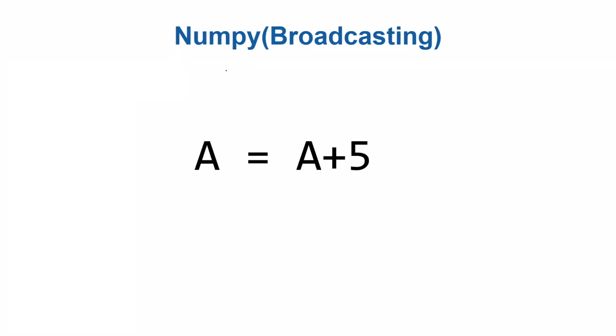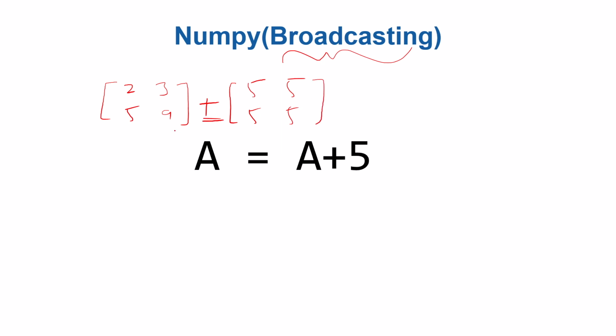Okay, in the last video we saw masking, which is sometimes called fancy indexing as well. And here we are going to discuss one more feature of NumPy, which is a very powerful feature called broadcasting. Think, for example, you have a two-dimensional array, let's say 2, 3, 5, and 9, and in every element you want to add a number, let's say 5. So one way to do that is to create another array with 5, 5, 5, 5, and just apply this add operator and you are done. Great. But NumPy allows you to just write, let's say this is array A.